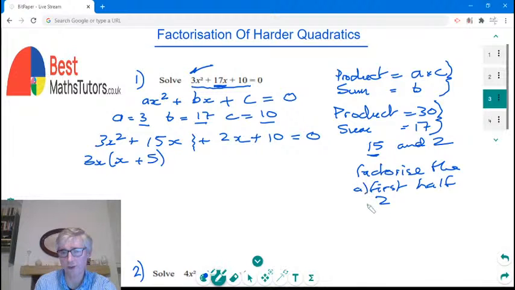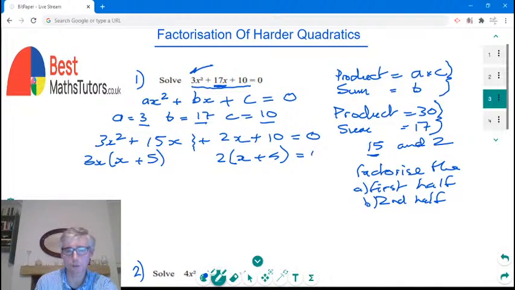So factorise the first half, then the second half. If we do that, the common factor in there is just 2, so we can take out a 2, and then in a bracket I'm going to get x plus 5. That's all equal to 0. And now we can see, if we've done this correctly, that should be a positive 2 by the way, then the x plus 5 and the x plus 5 have got a repeated bracket.